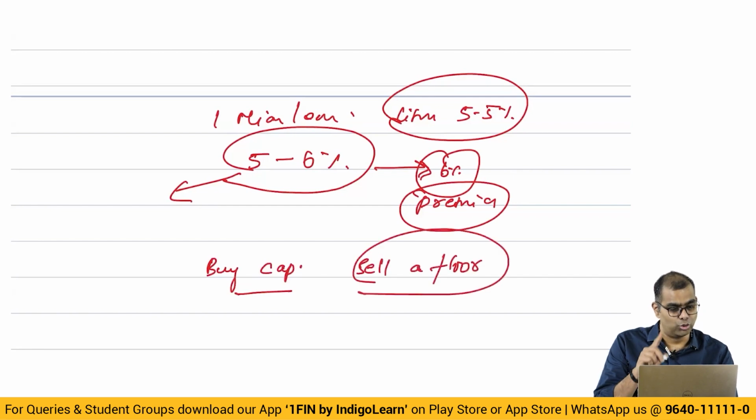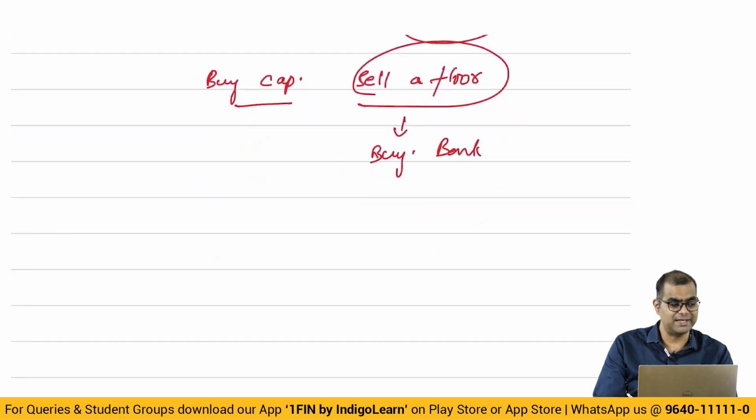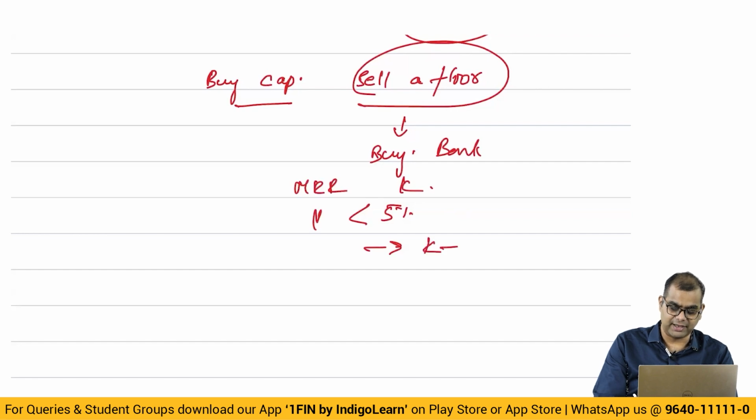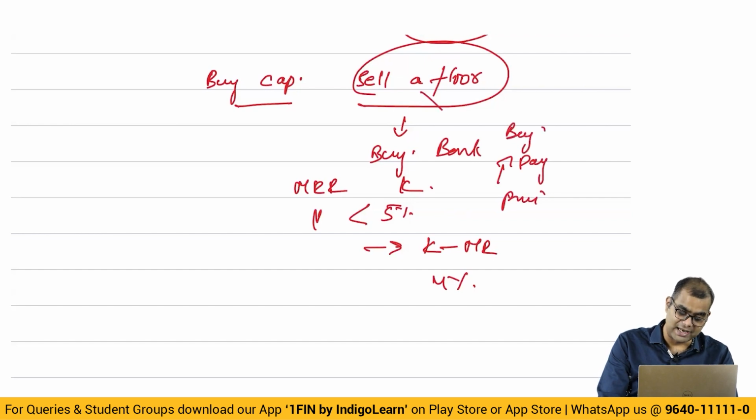There is a bank that is interested in buying a floor. When a bank buys a floor, what is it? If the interest rate goes below 5%, say the market rate is 1%, their strike is 5%. They will get money, K minus MRR, they will get 4%. For this, they will pay a premium. So they are buying a floor, and you sell a floor.